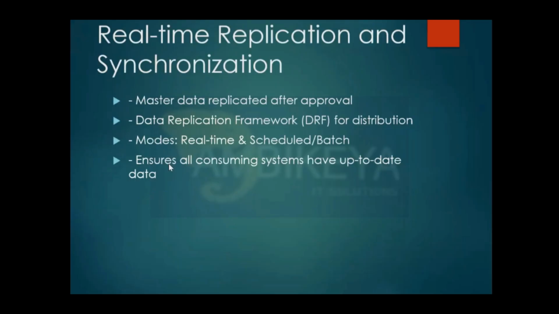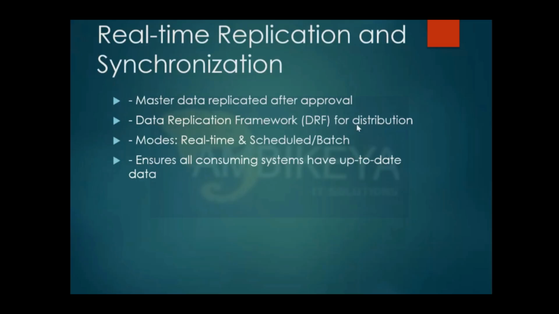So real-time replication and synchronization happens in the master data, like the MDG system, after the approval. Once the change request is activated, the replication will start. That means once the change request is activated, all the active data will flow and sit into the legacy system, like another SAP system. For that, we should have the data replication framework, DRF.